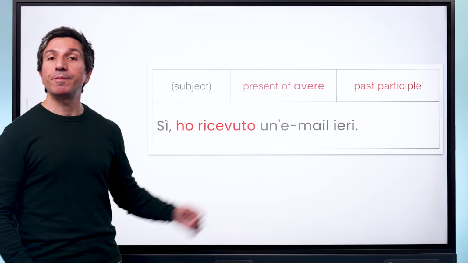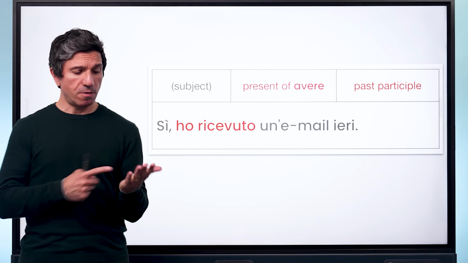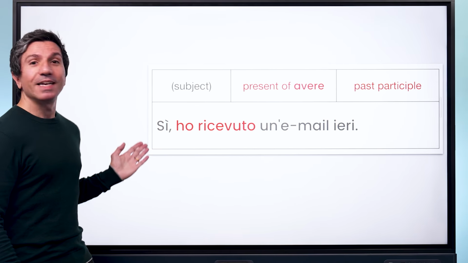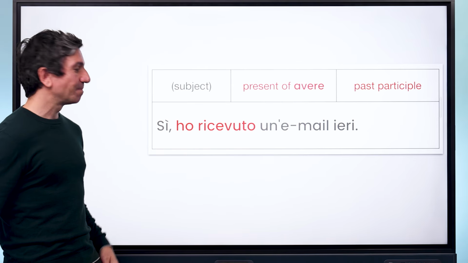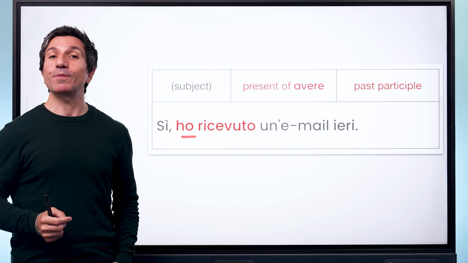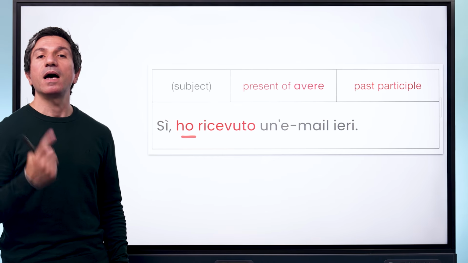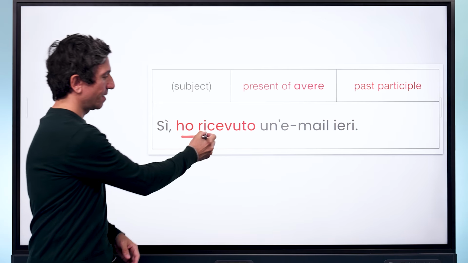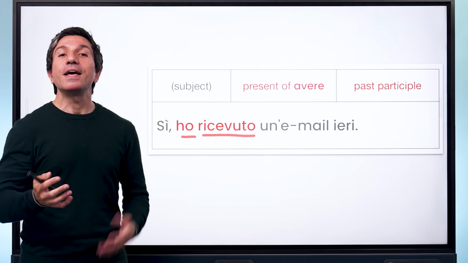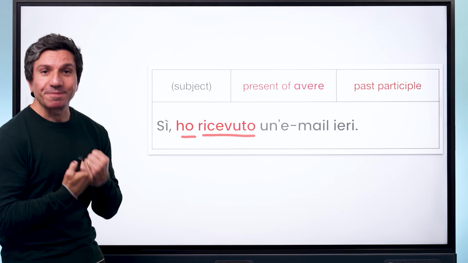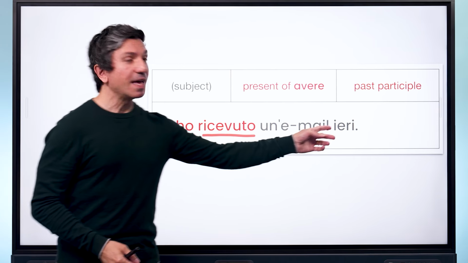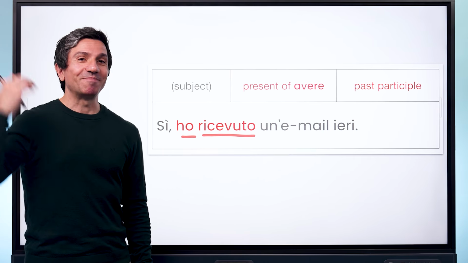Sì, ho ricevuto un'email ieri. Yes, I received an email yesterday. Let's break it down. Sì, meaning yes. Ho is the first person singular present of avere, meaning I have. Ricevuto, the past participle of ricevere, meaning received. Un'email, meaning an email. Ieri, meaning yesterday.